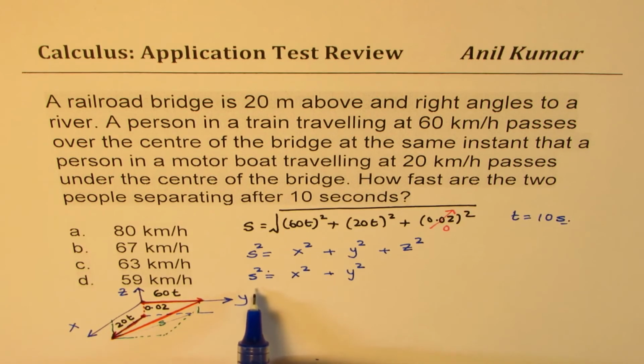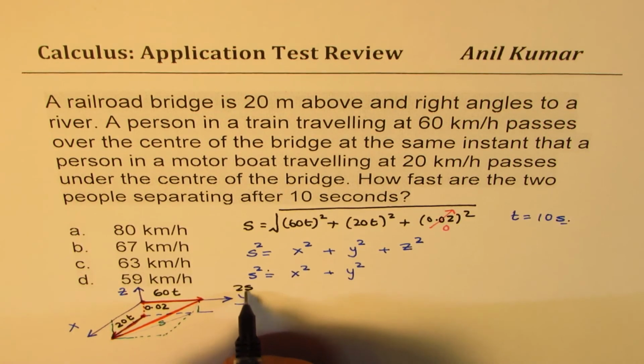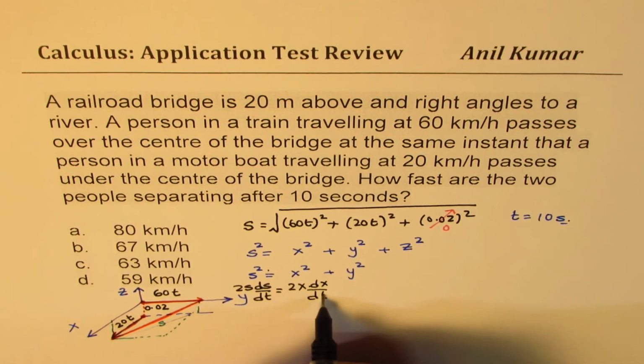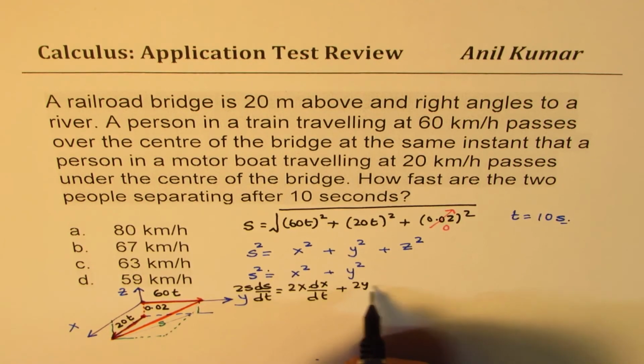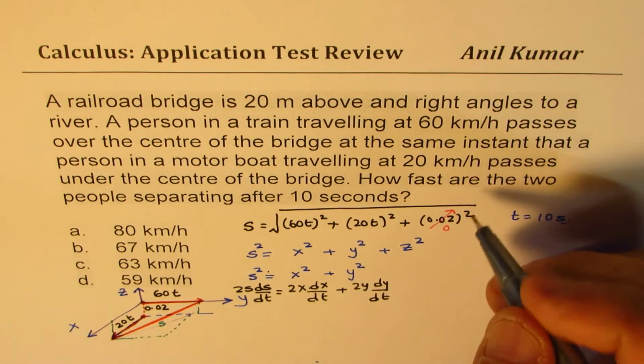Now differentiating with respect to time, what do we get? We get 2s ds/dt equals 2x dx/dt plus 2y dy/dt. Perfect. We need to find ds/dt. We know all these parameters, right? So all these parameters are what? Let's write them down on the side.